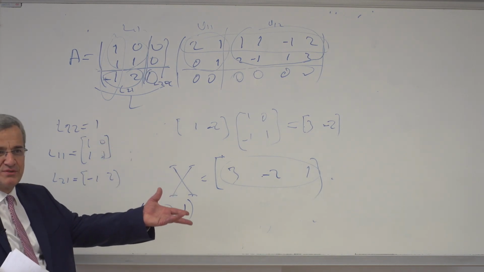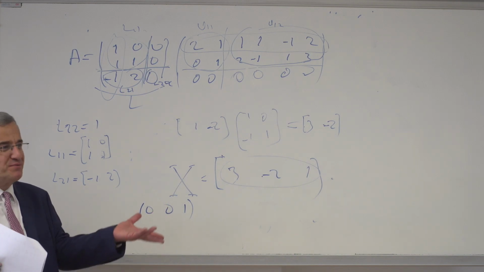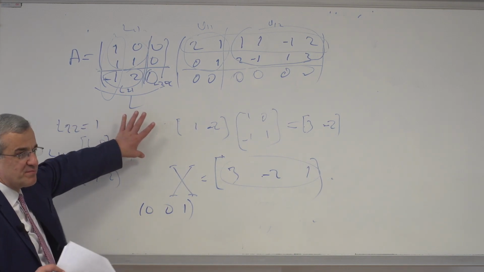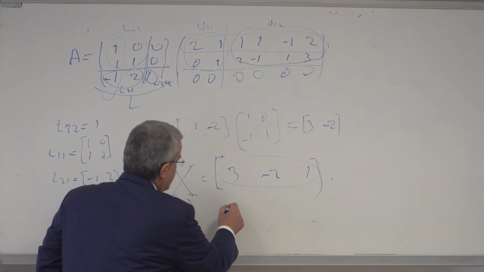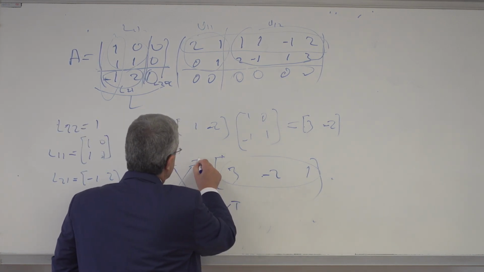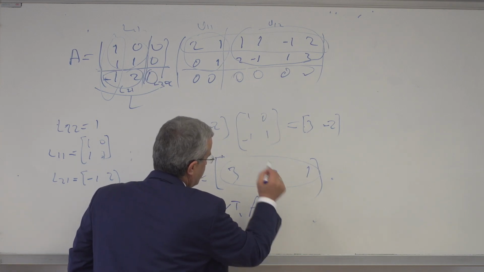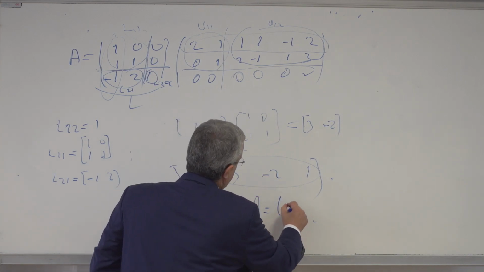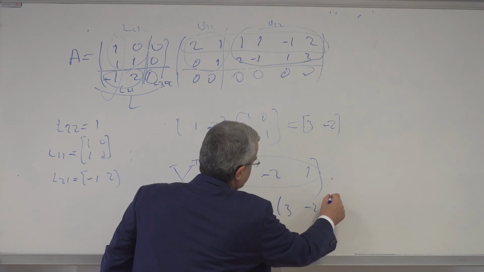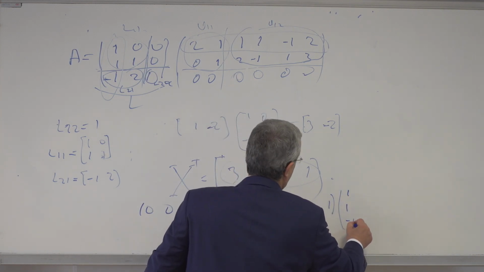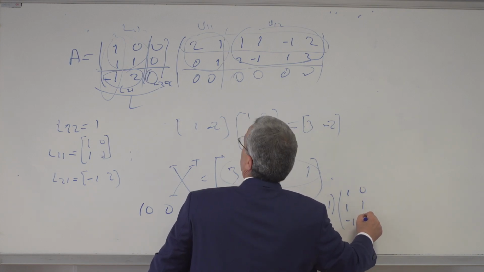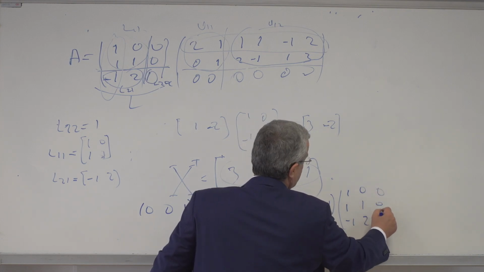Guys and girls, I'm just doing matrix multiplication here. I'm not doing something new, right? In this board, I'm just doing matrix multiplication. I'm multiplying this X transpose, or this X transpose times A, okay? That means 3, minus 2, 1 times this L. It is 1, 1, minus 1, 0, 1, 2, 0, 0, 1.